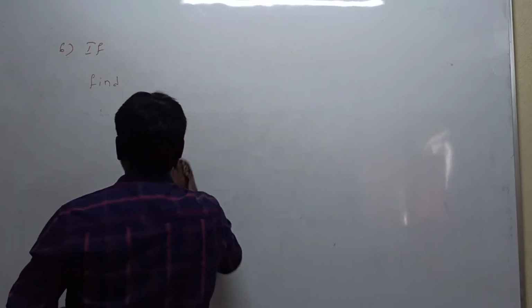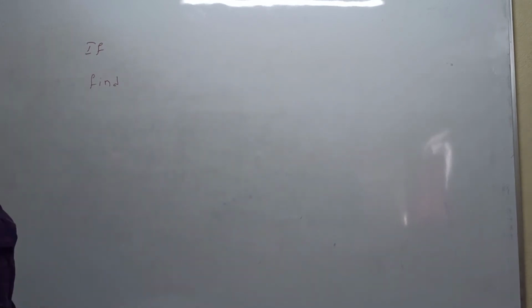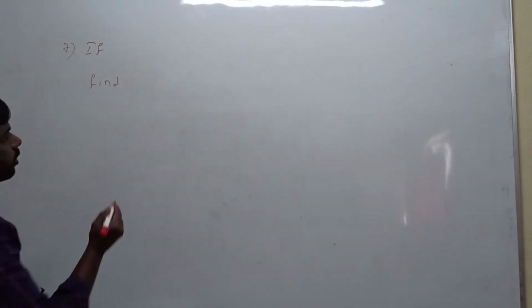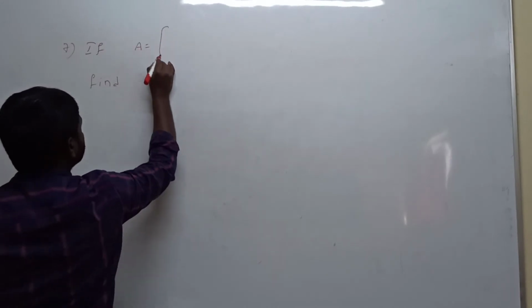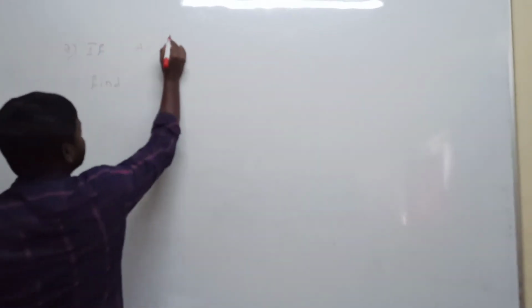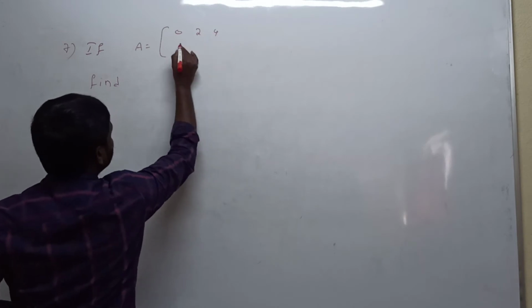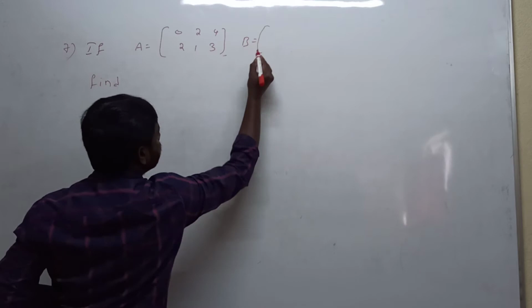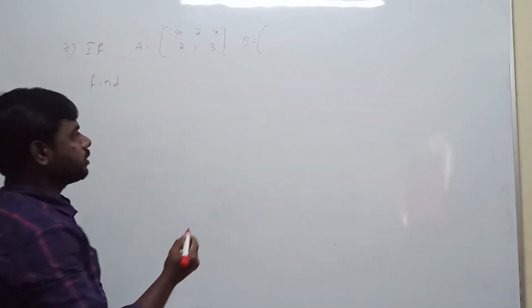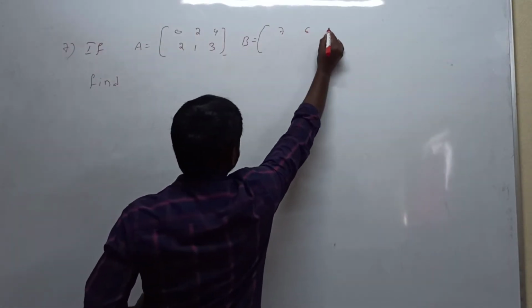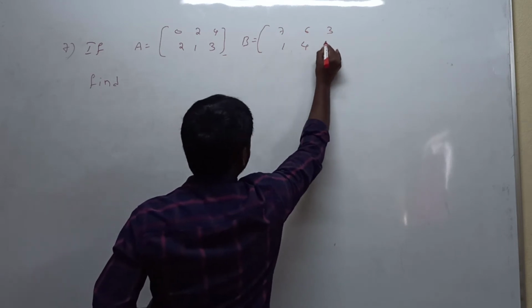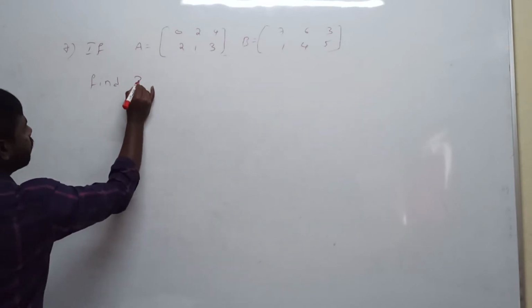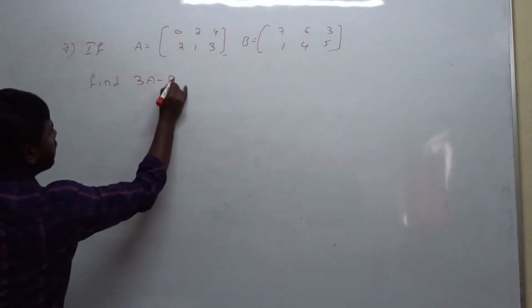So very easy. So don't confuse them. Seventh one: if A is equal to [0, 2, 4; 2, 1, 3] and B is equal to [7, 6, 3; 1, 4, 5]. Find 3A minus B.